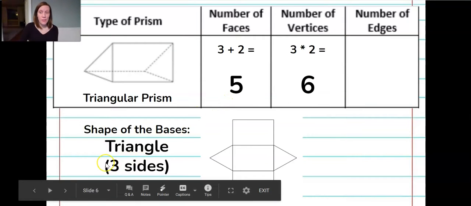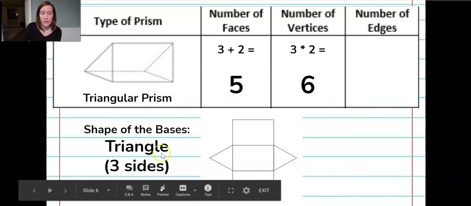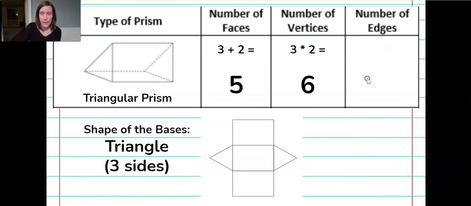We use that triangle and the number 3 again for the number of edges. So because a triangle has 3 sides, we know there are going to be 3 edges around the one triangular base, 3 edges around the other triangular base, and 3 edges that are on the rectangles connecting our 2 bases. So we have 1, 2, 3, 4, 5, 6, 7, 8, 9. So what we're doing is we're taking the number of sides of our base shape, 3, and we're multiplying it by 3. 3 on the 2 bases and 3 around the middle. 3 times 3 is 9. A triangular prism has 9 edges.